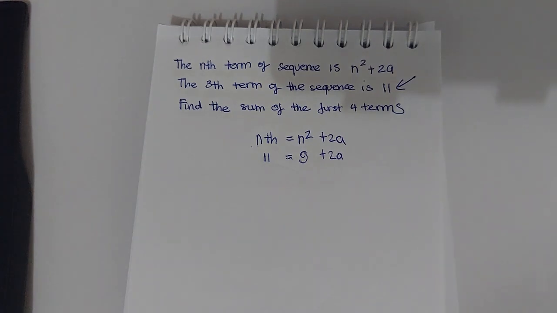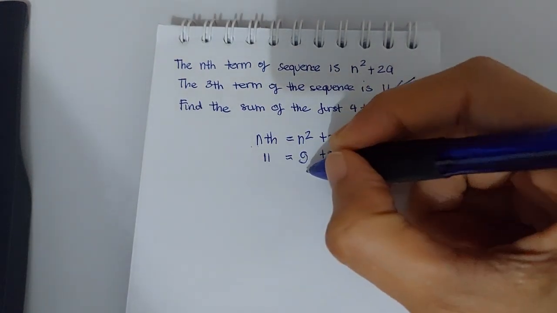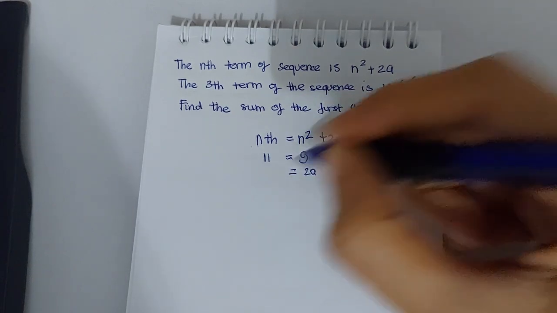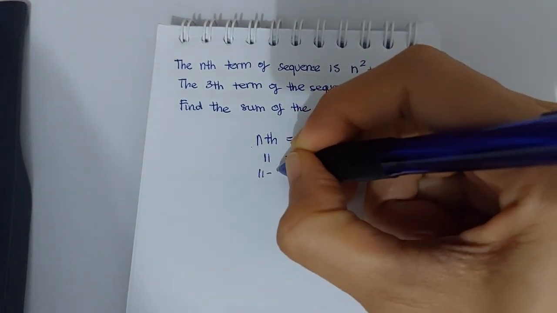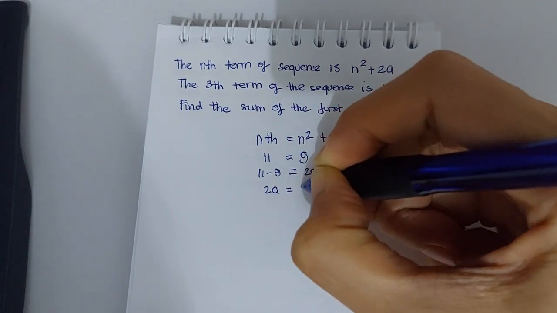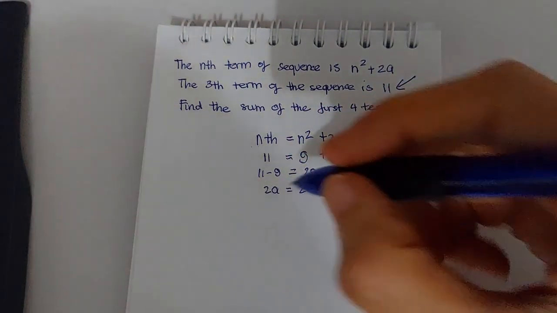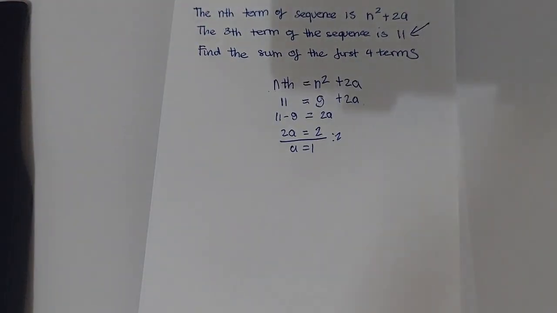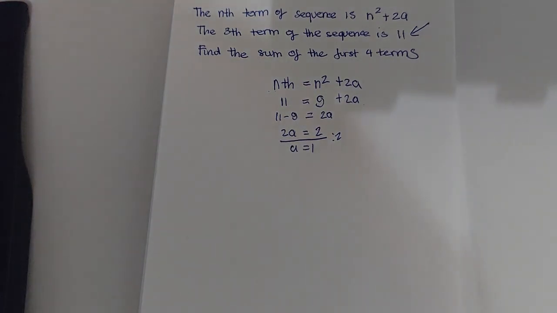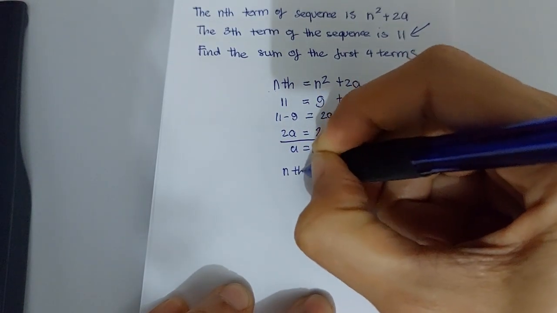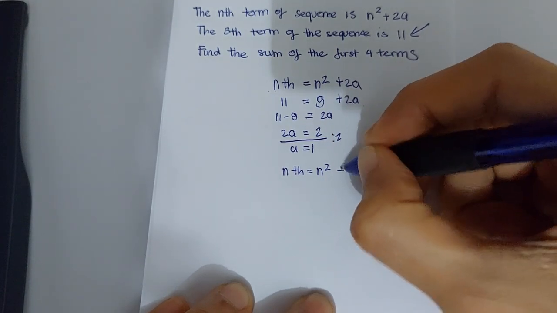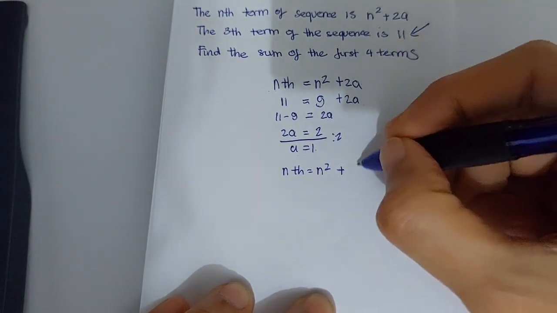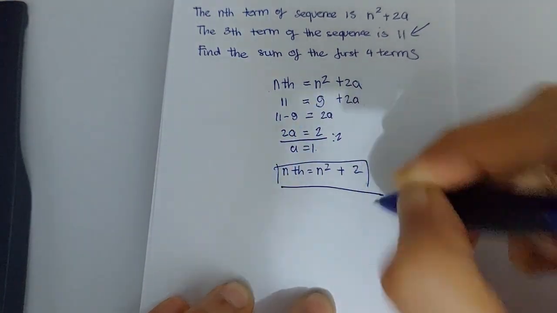And back again to the equation. Simple equation, we find it. So 2a is already positive, just stay on the right. Move the 9 to the left, 11 minus 9. So 2a is equal to 2. 11 minus 9 is 2, right? And then to get the a, you divide by 2, a is equal to 1. So the complete version of the nth term formula will be n squared plus, what is the a? 1. So 2 times 1 is 2. This is the complete one, right?